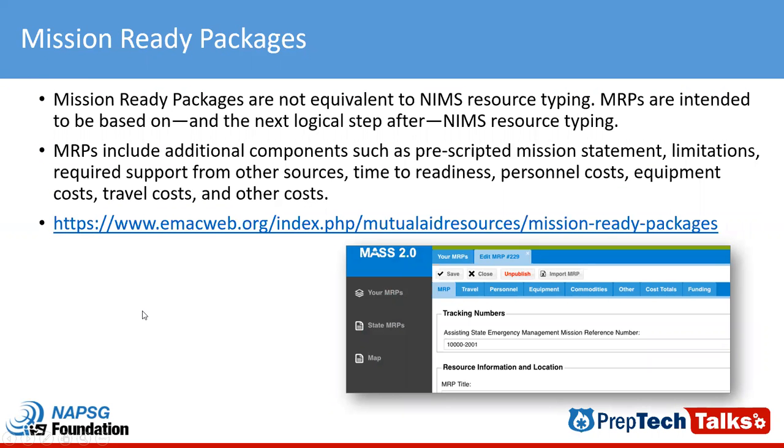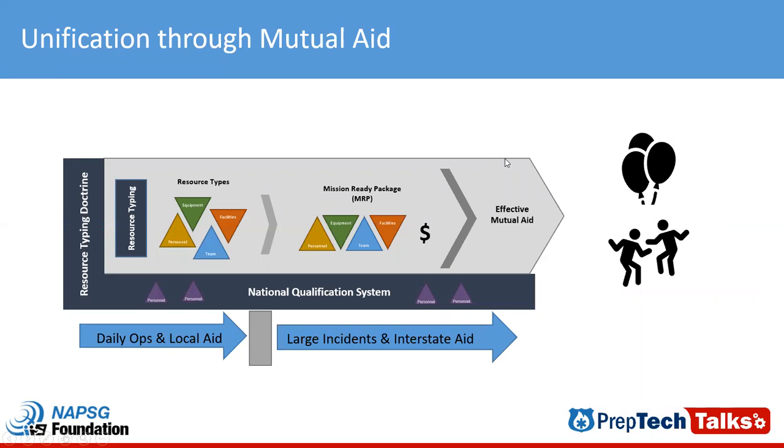Another term commonly referred to in this space is mission-ready packages. And it's important to acknowledge that mission-ready packages are not equivalent to NIMS resource typing. MRPs are intended to be based on, and are the next logical step after, NIMS resource typing. Oftentimes, a mission-ready package will include additional components such as prescripted mission statements, limits, and the costs associated with the deployment of those resources. And I'll show some graphics here in just a little bit. But I do want to mention here that templates for mission-ready packages are available through the Emergency Management Assistance Compact, EMAC, which is linked here. It's important to acknowledge that these are all parts of a greater system and unification of mutual aid.